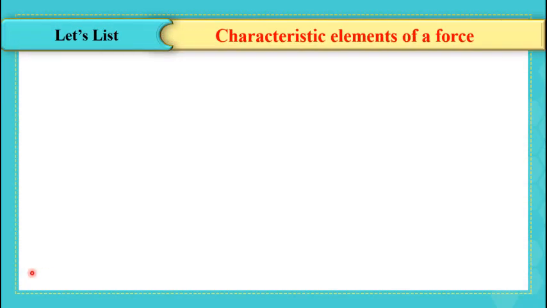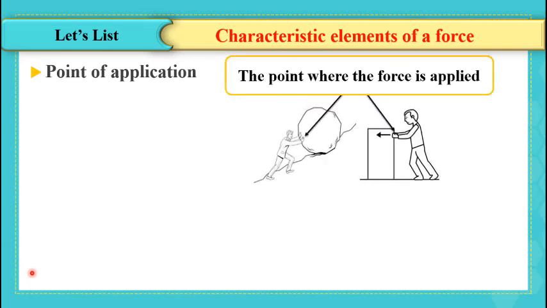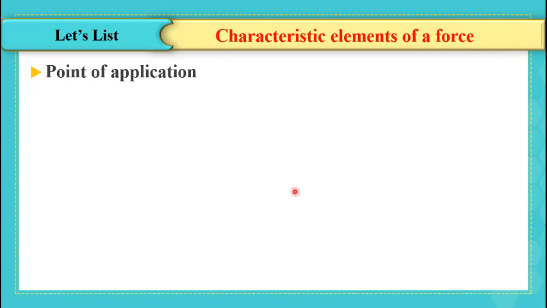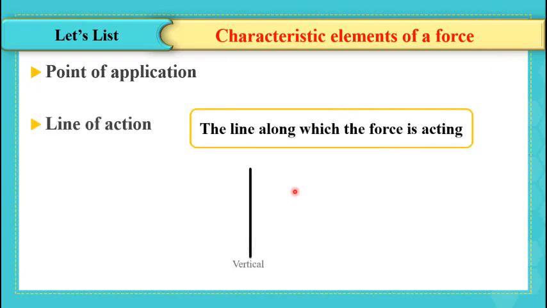Let's now list together the characteristic elements of a force. Forces are characterized by their point of application, which is the point where the force is applied. Also, they are characterized by their line of action, which is the line along which the force is acting. This line could be either a vertical line, or a horizontal line, or an oblique line making a certain angle with either the vertical or the horizontal.